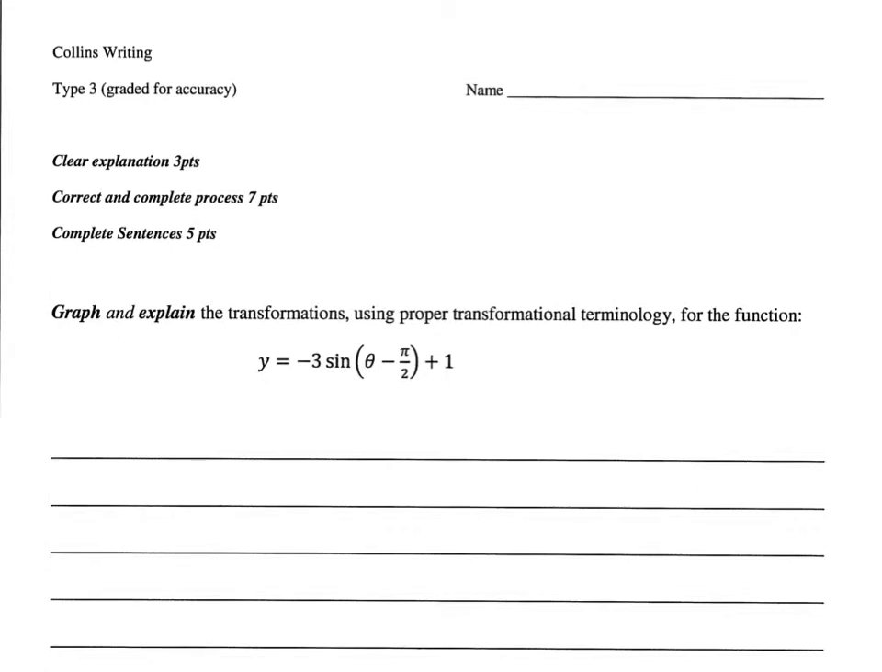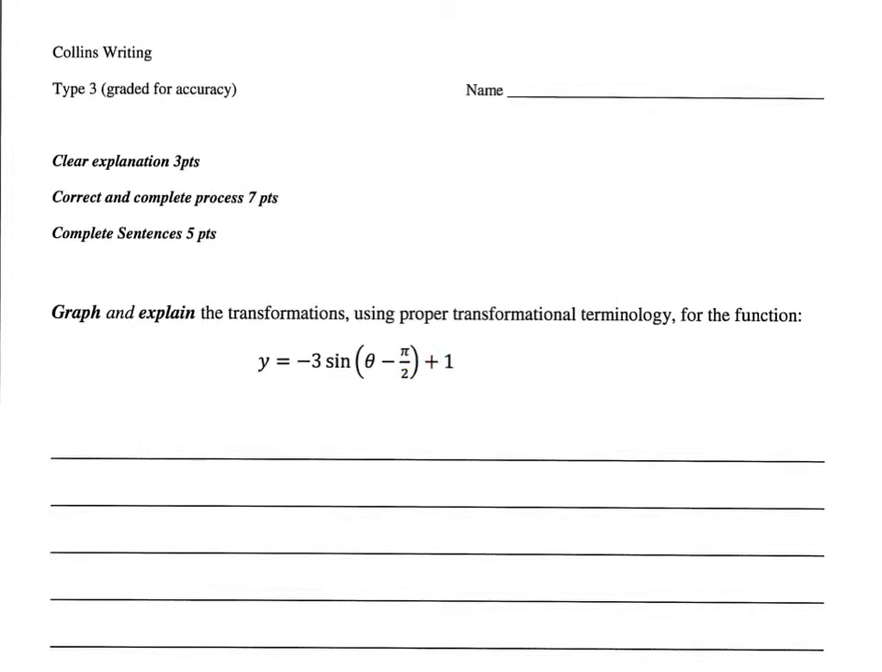This is our last Collins writing for the semester, Collins writing number 8 for Algebra 3. We're looking at transformations of trig functions. So we have a sine function, -3 times sine of theta minus pi over 2, plus 1.